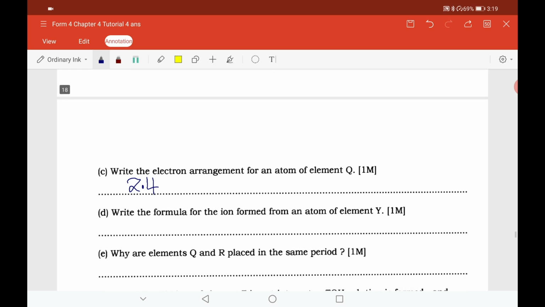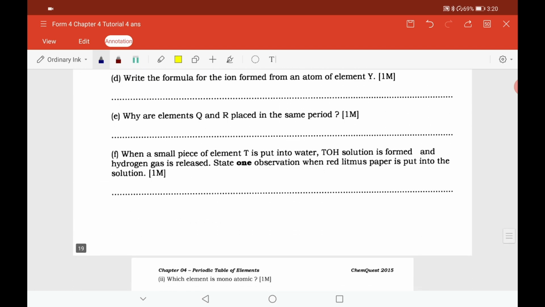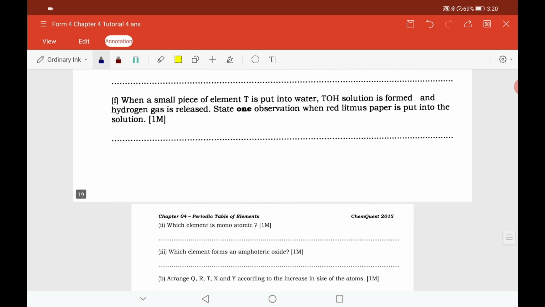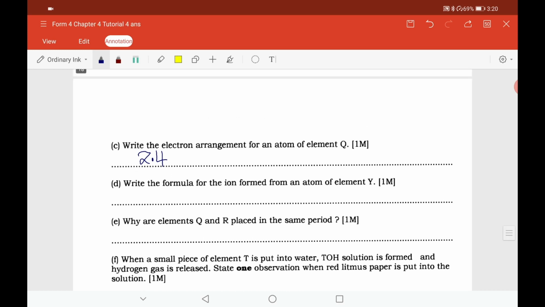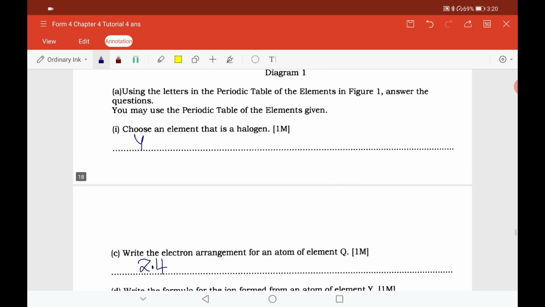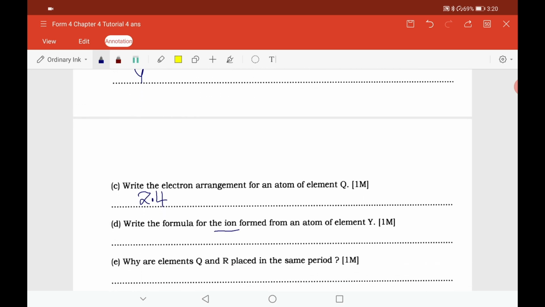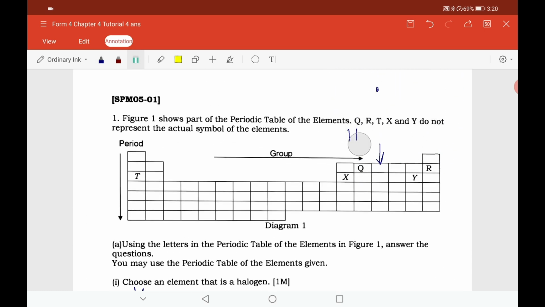That's it. Next one, we need to write the formula for the ion that is formed from the atoms of element Y. So we need to try to solve the question here. What is the formula of the ion? Ion means charge. So what is the charge for element Y? Look at element Y. Element Y is in group 17.